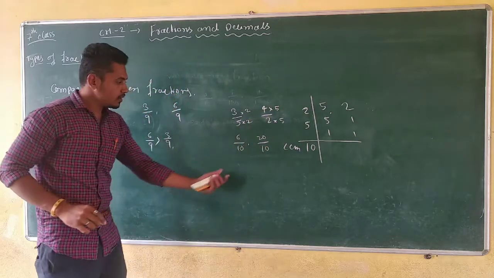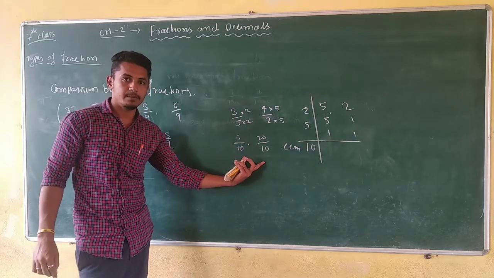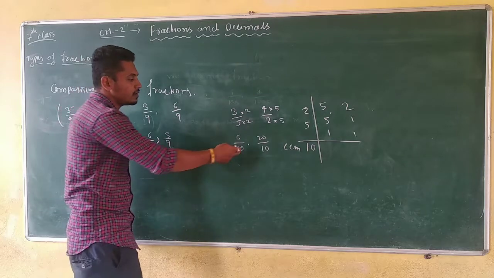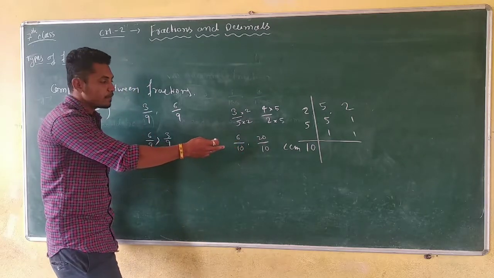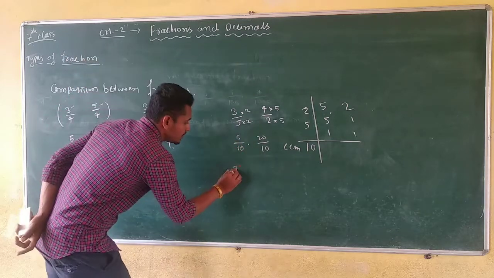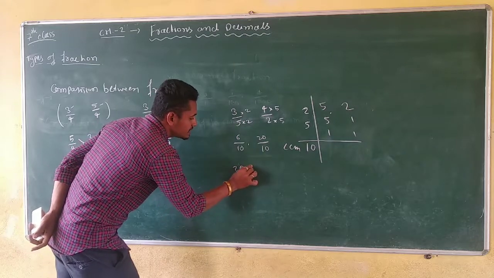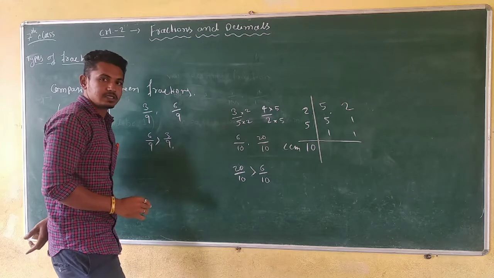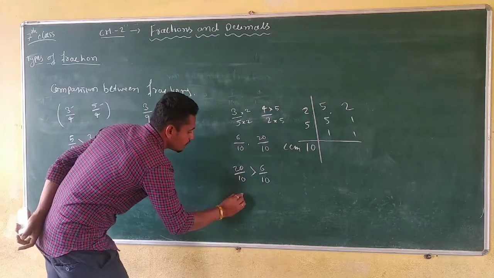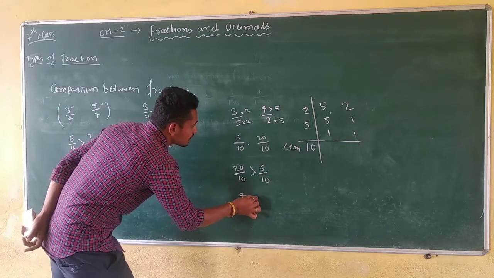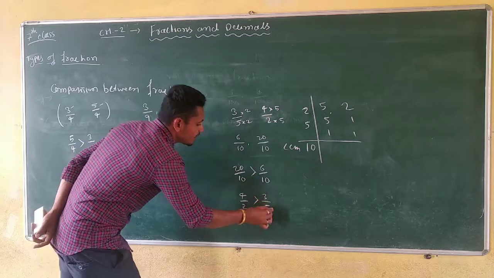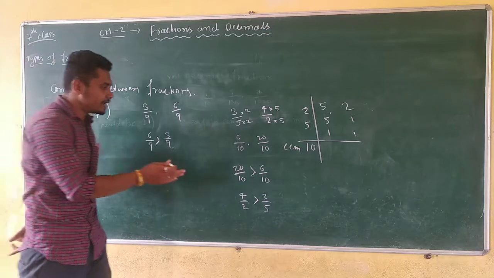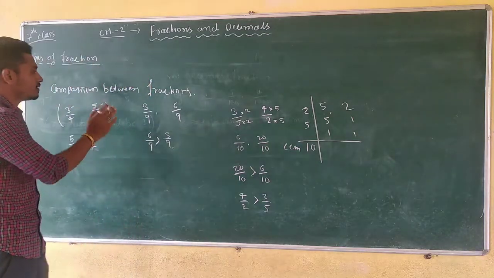Now see here, the denominators are equal. Now very easily compare these two fractions. 20 divided by 10 is greater than 6 divided by 10. Is it right? So 4 divided by 2 is greater than 3 divided by 5. Like that you have to compare the fractions.